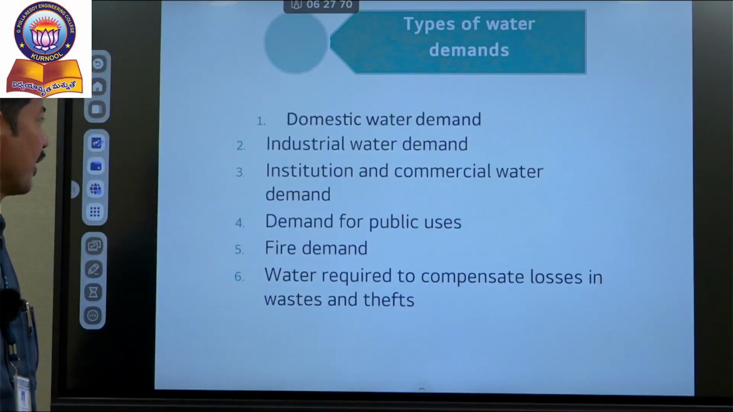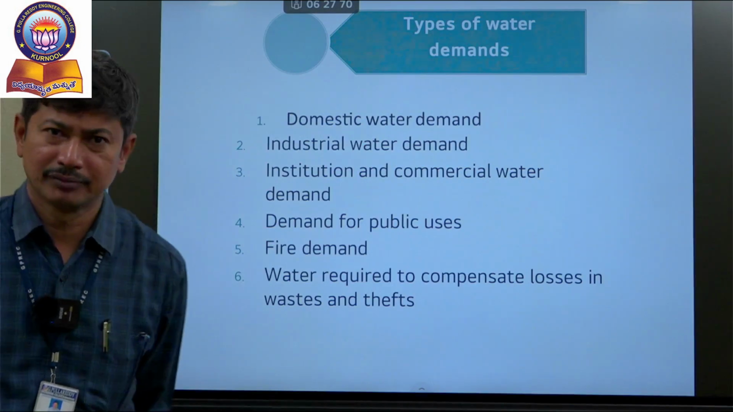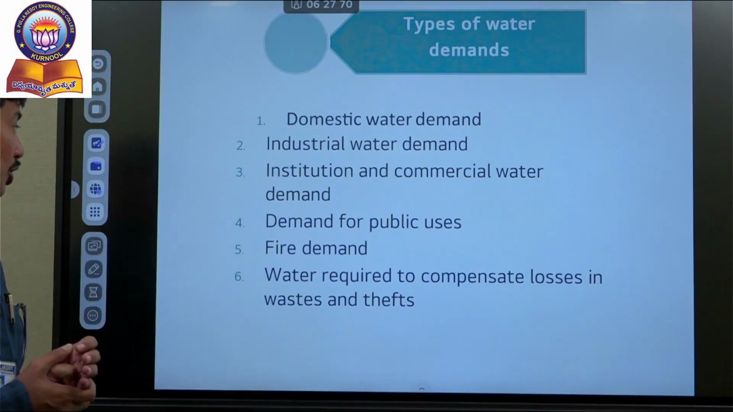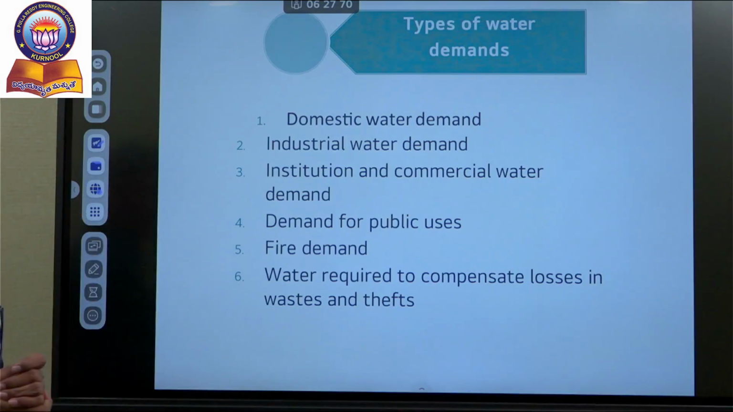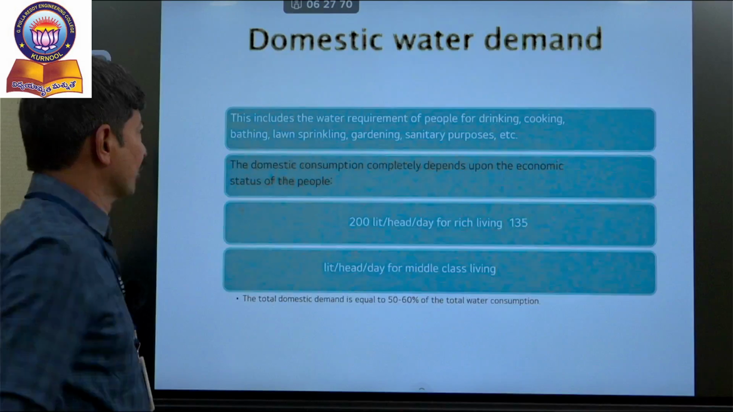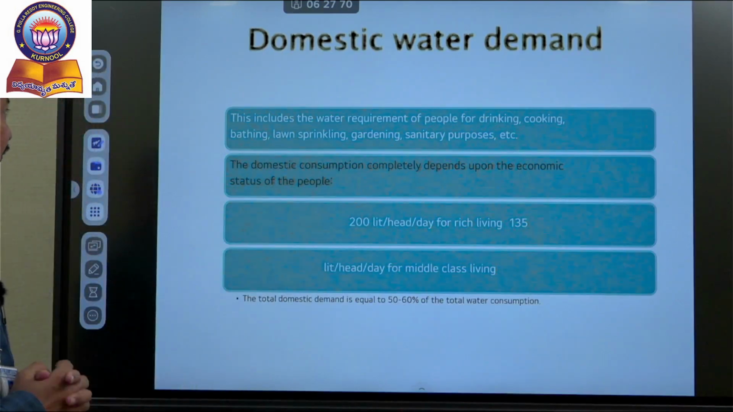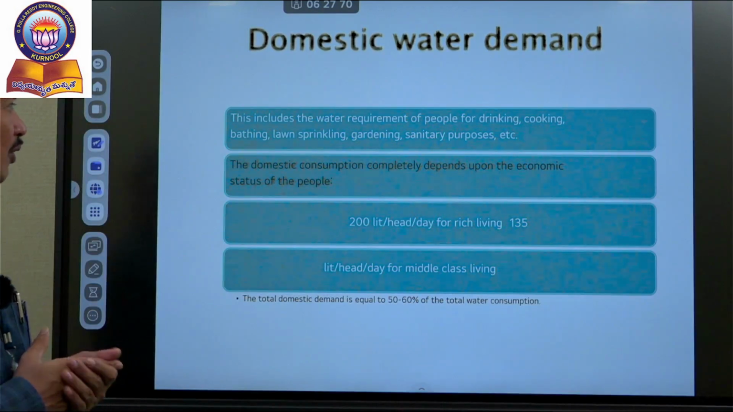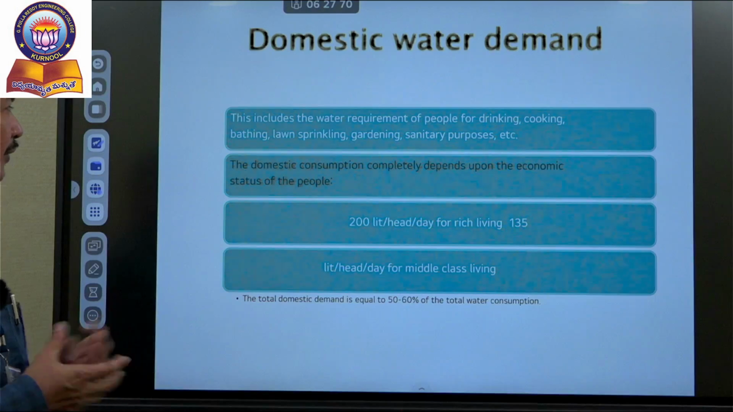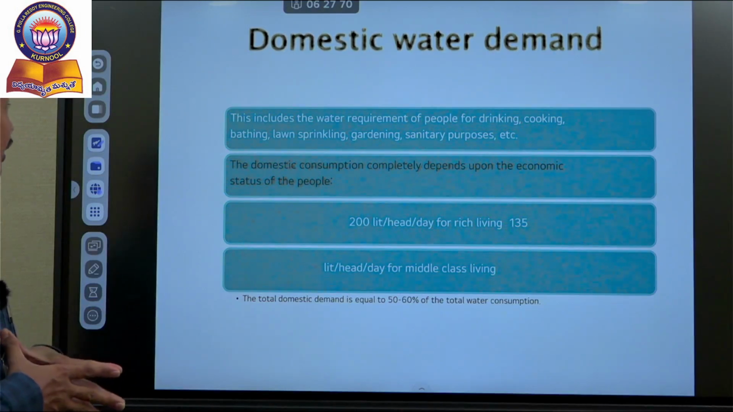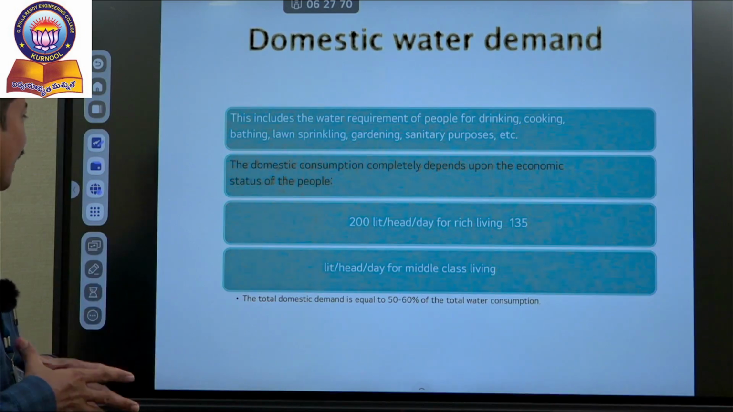Based on this per capita demand, we supply water to the public. There are various kinds of demands: domestic, industrial, institutional, fire, and water required to compensate for losses, right? Coming to domestic water demand, it includes our daily needs: drinking, cooking, bathing, lawns, gardening, and sanitary purposes. All this comes under domestic.